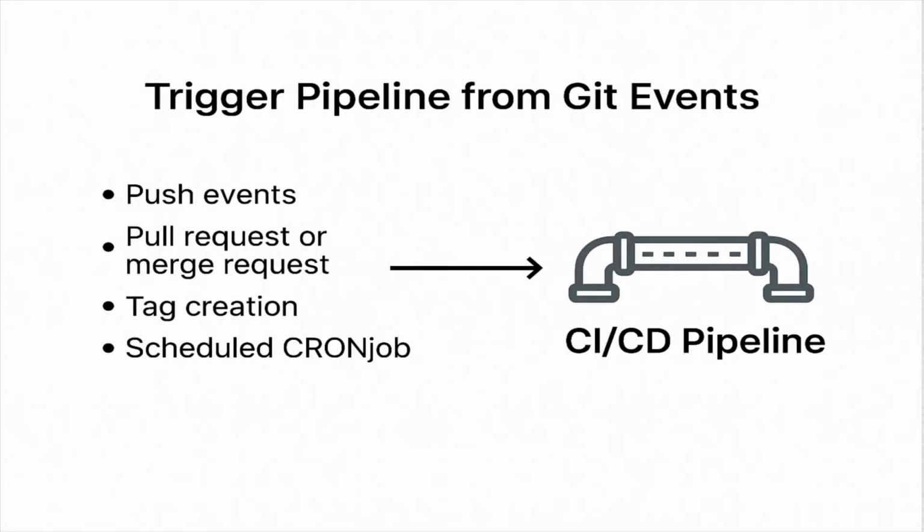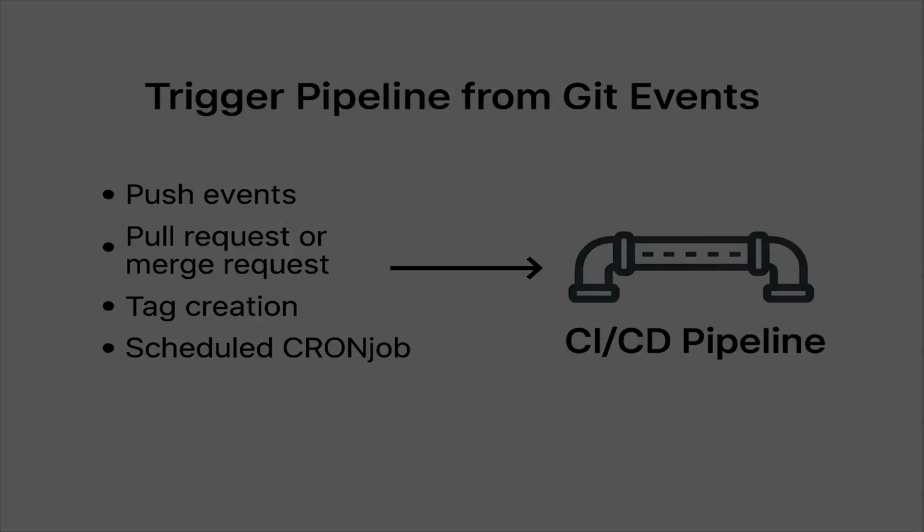Fourth step is to trigger a pipeline from Git events. Here, events can be push events, pull request or merge request, tag creation, scheduled cron job. Trigger event settings we need to configure in CI/CD tool's config file, which we have discussed in step 3.